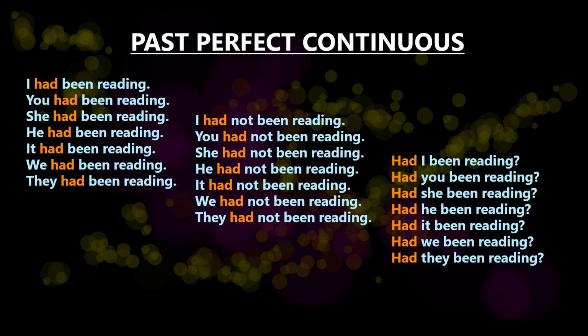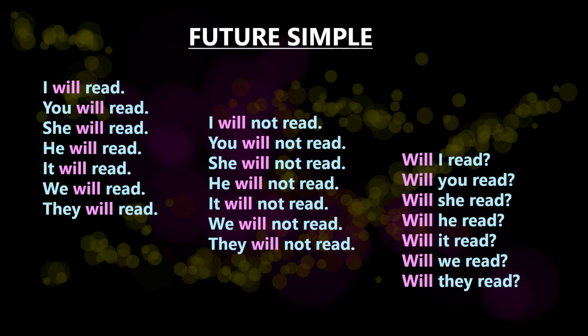I had not been reading. You had not been reading, she had not been reading, he had not been reading, it had not been reading, we had not been reading, they had not been reading. Had I been reading? Had you been reading? Had she been reading? Had he been reading? Had it been reading? Had we been reading? Had they been reading?